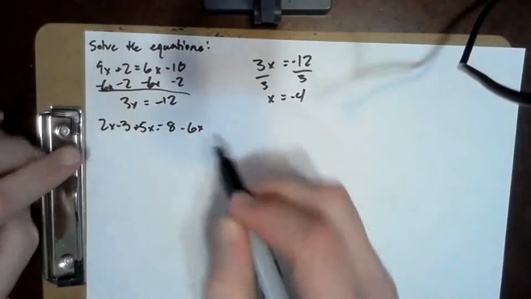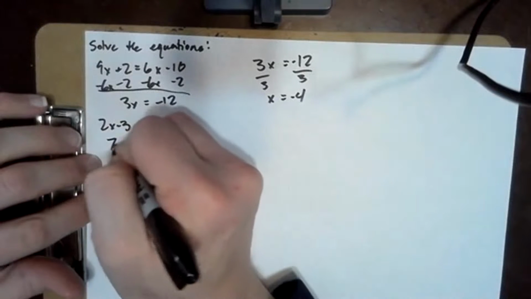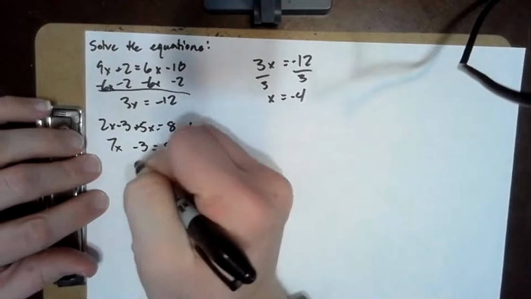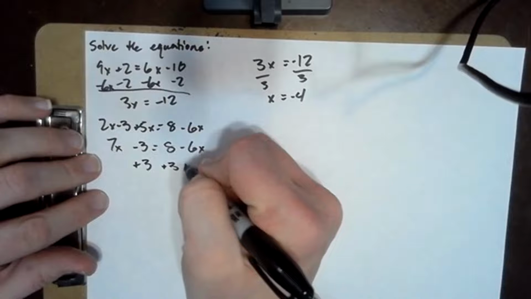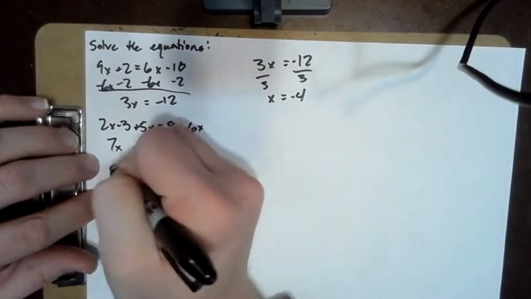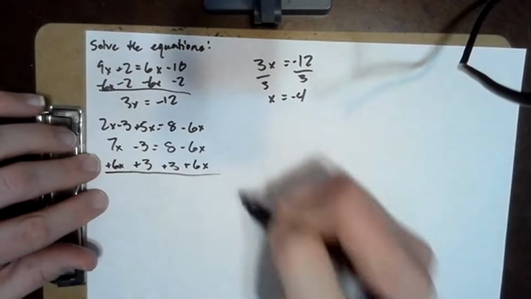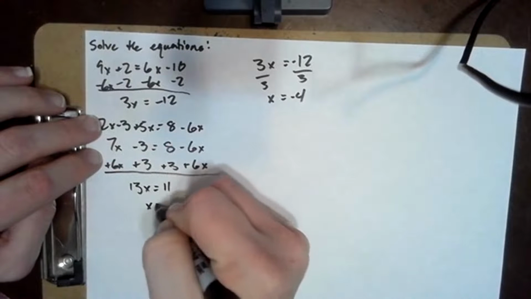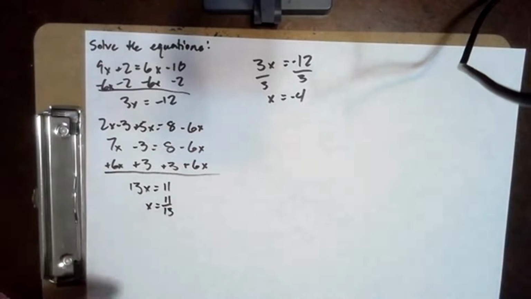First thing I'm going to do with this next problem is combine like terms. I get 7x minus 3 equals 8 minus 6x. I'll add 3 to both sides, and I'll add 6x to both sides. That gives me 13x equals 11, so x equals 11 over 13.